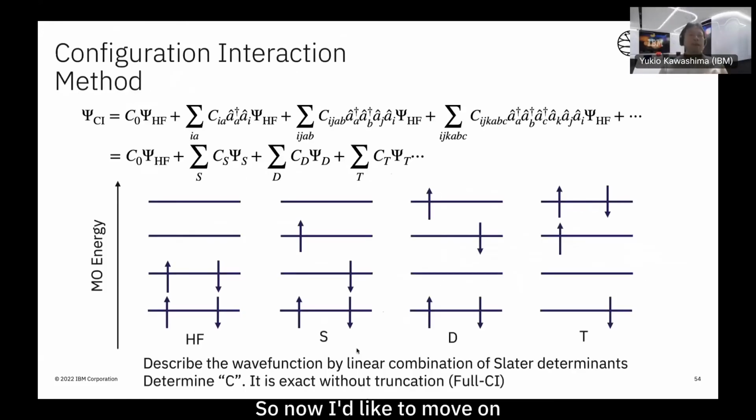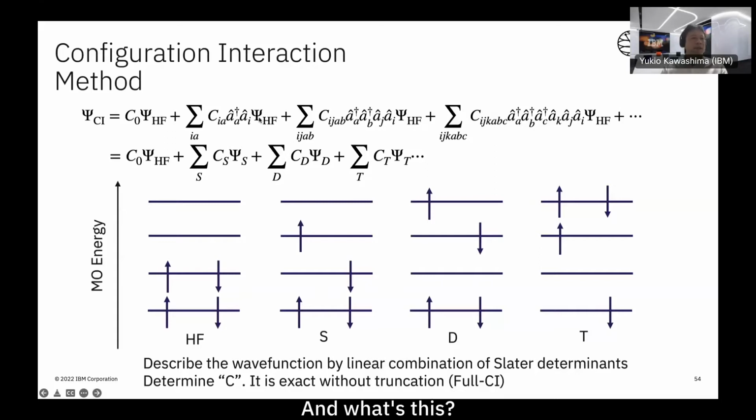So now I'd like to move on to talk about the configuration interaction method. It's called the CI method. In Hartree-Fock, we describe the wave function with a single Slater determinant. In configuration interaction, we describe the wave function as a linear combination of Slater determinants, like this. So let's look into this. Here, this is the Hartree-Fock determinant.